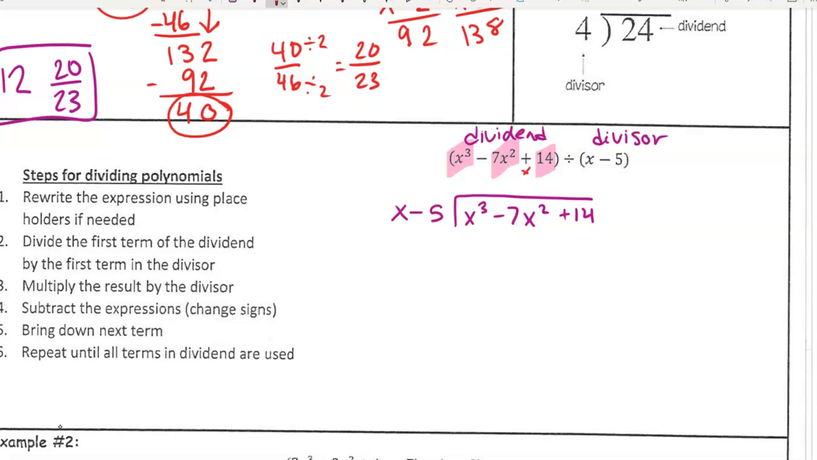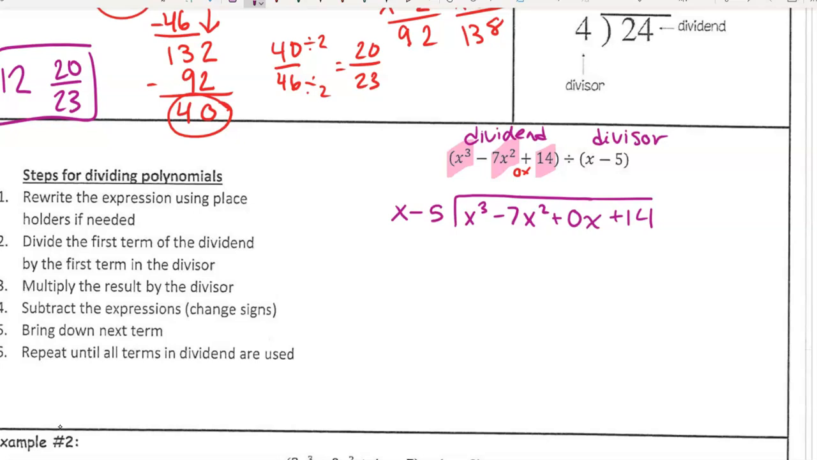Now, we don't want to change the value of this expression or this polynomial, so we're going to use 0x. This is solely a placeholder. It's not going to change the value of our equation. All right.